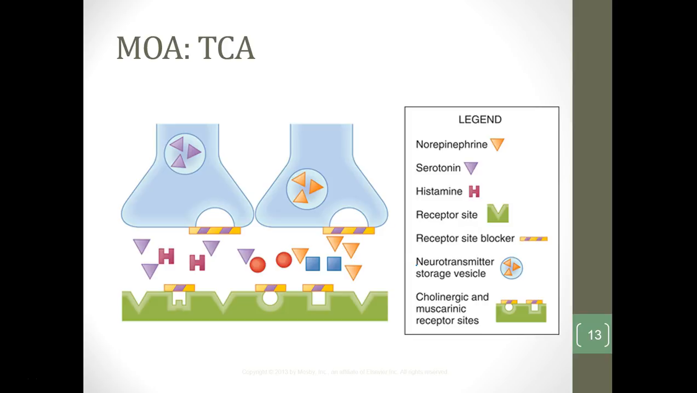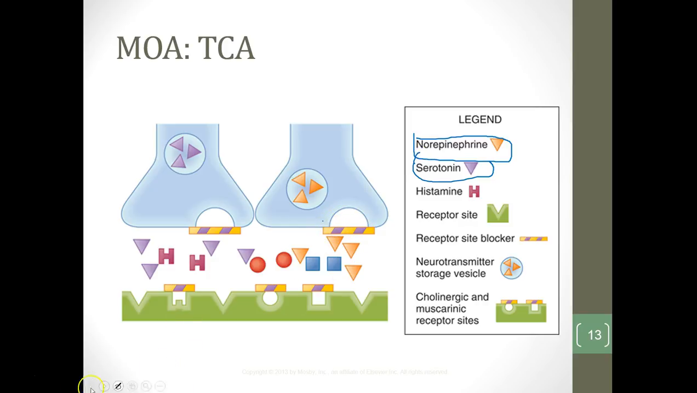So here is the mechanism of action for a TCA. This is illustrated in your textbook as well. So how TCAs work, they're non-specific blockade of the reuptake of monoamine transmitters. The monoamine transmitters include your norepinephrine and your serotonin. So these are monoamines, and it's going to stop or block the reuptake.